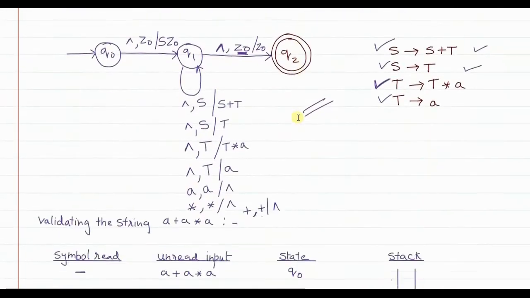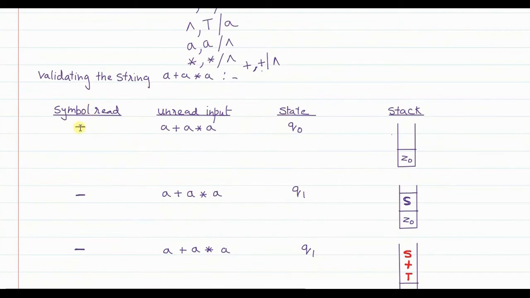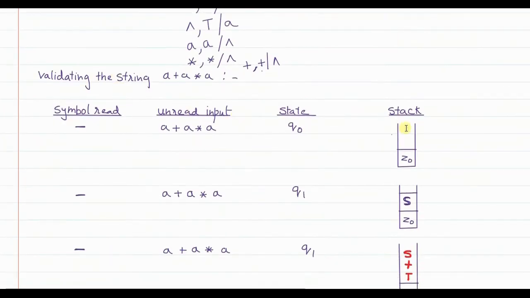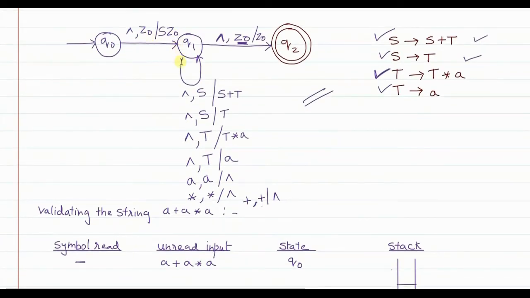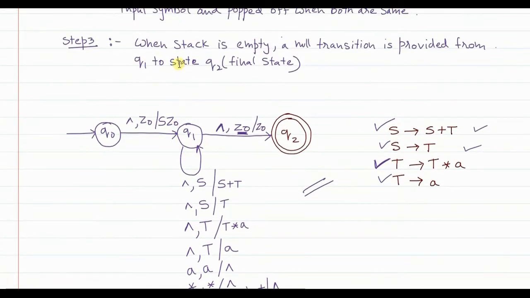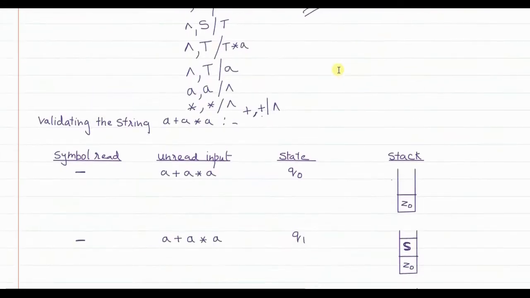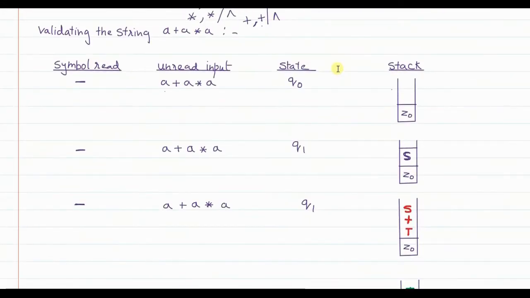Initially nothing is read. Fine, no symbol is read. They have asked you to validate the string a plus a into a, so that whole string is unread initially. You are in the Q0 state, and the stack is also initially empty. As the first step, this procedure tells you to initialize the input pointer to the beginning of the string. So the input pointer will be pointing to the beginning of the string here. This is the input pointer.